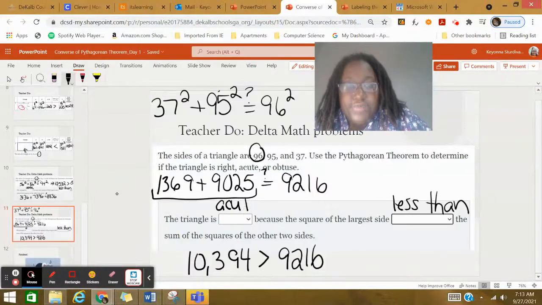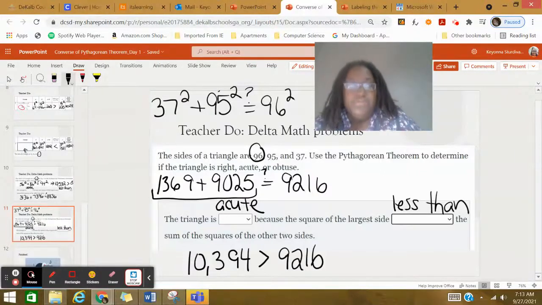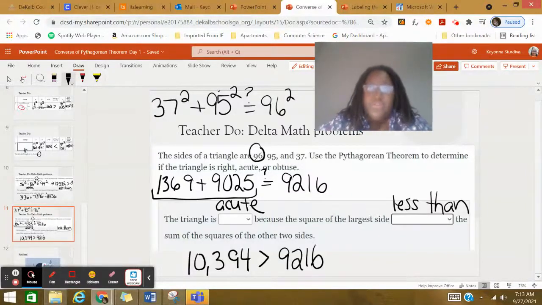Okay. So the process is the same, guys. The only difference is with Delta Math, they don't give you the chart on how to actually simplify. You guys have practiced doing this for 2 days, or you will have practice doing this for the next 2 days, so it shouldn't be a problem.